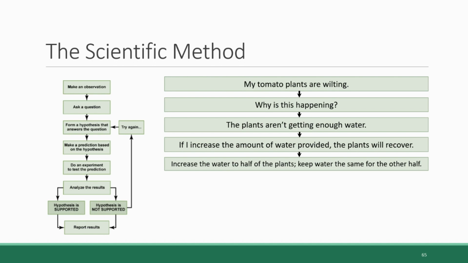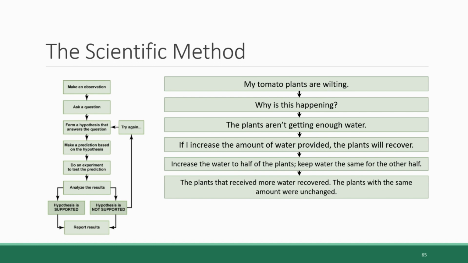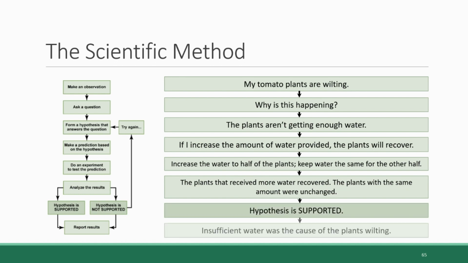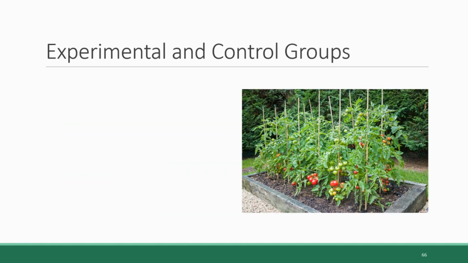But let's say we run this experiment and the results show that the plants that received more water recovered, while the plants that kept receiving the same amount of water were unchanged. This means that our hypothesis was supported, and the conclusion or the result is that insufficient water was the cause of the plants wilting. Now, as promised, let's revisit that detail of how the experiment was set up.